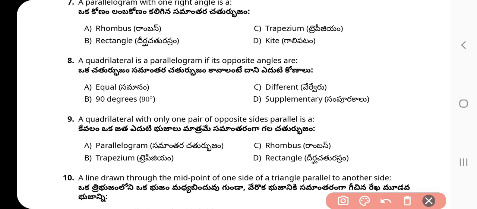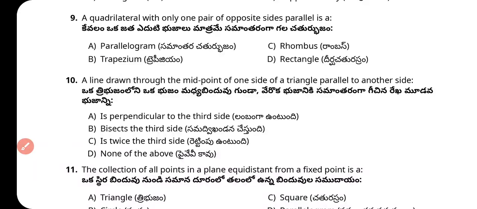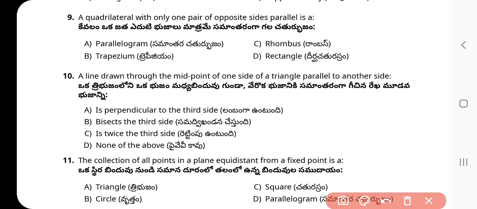Question number 10. A line drawn through the midpoint of one side of a triangle parallel to another side is perpendicular to the third side, bisects the third side, is twice the third side, none of the above. Which one is the answer? Option B is the correct answer. Bisects the third side. Converse of midpoint theorem: a line from the midpoint parallel to a side bisects the third side.